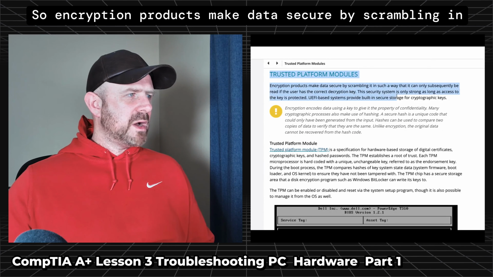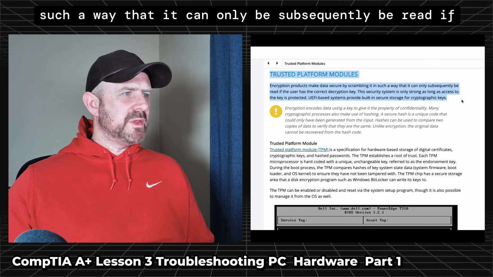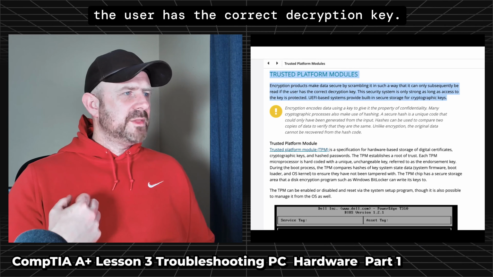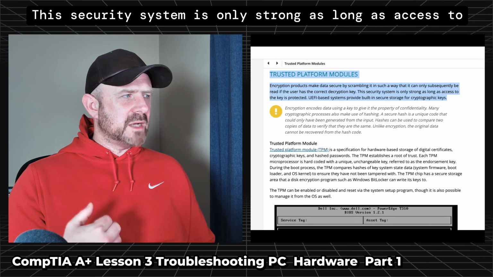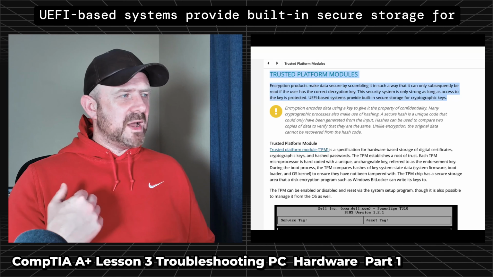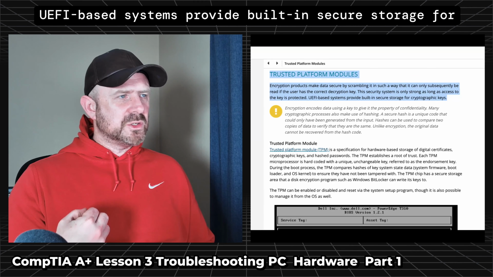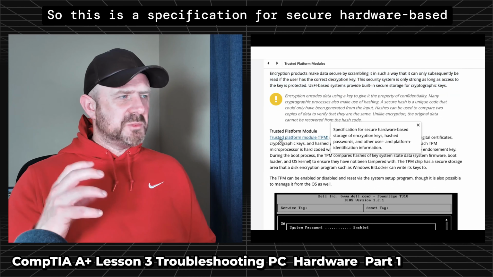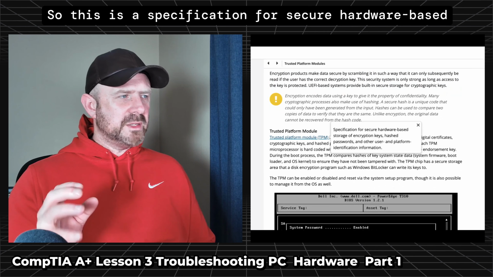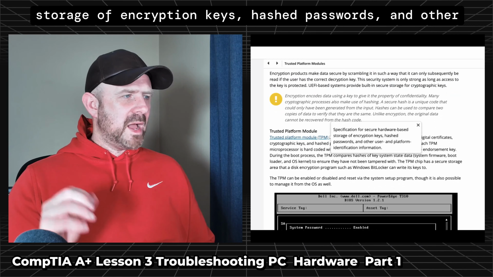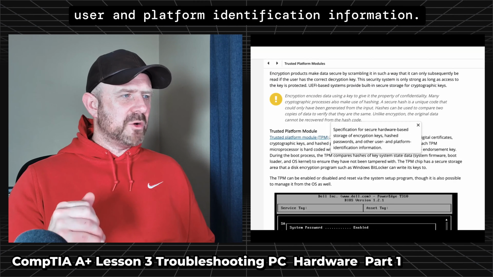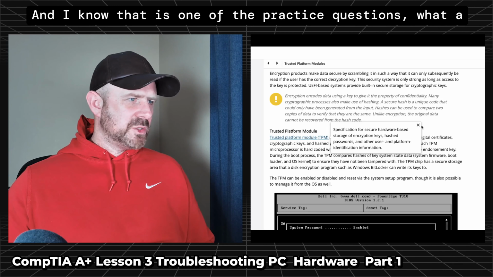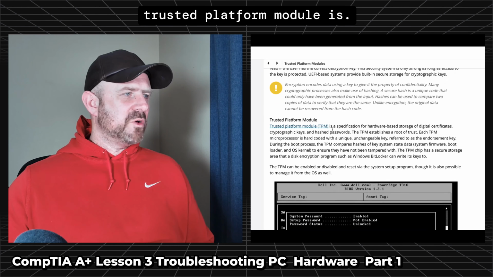Trusted platform module. Encryption products make data secure by scrambling it in such a way that it can only subsequently be read if the user has the correct decryption key. This security system is only as strong as access to the key is protected. UEFI-based systems provide built-in secure storage for cryptographic keys. Then we have the trusted platform module. This is a specification for secure hardware-based storage of encryption keys, hashed passwords, and other user and platform identification information. And I know that is one of the practice questions, what a trusted platform module is.